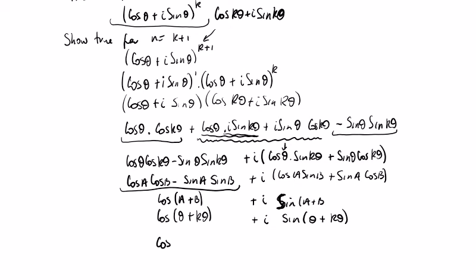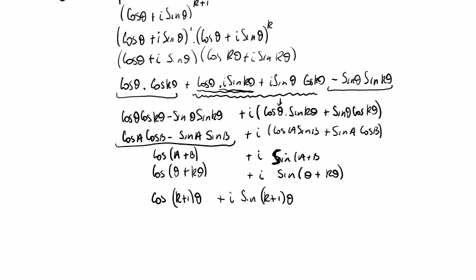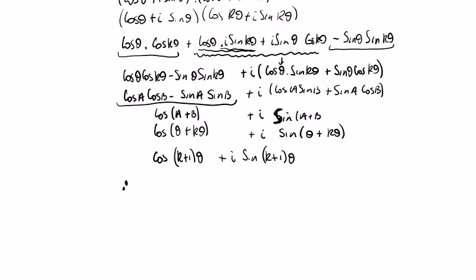And if you factor out your theta, you're going to get cos of k plus 1 times theta plus i sine k plus 1 times theta, or theta times k plus 1, but the way it's written here is the n is first. So we've shown it's true now, and we just write out the end of this: therefore true for k plus 1, therefore true for all values of k.